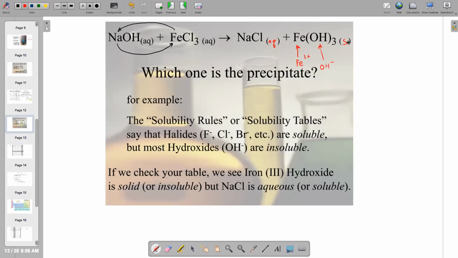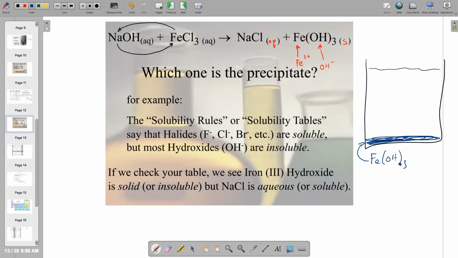That's the precipitate. So whenever sodium hydroxide and iron 3 chloride are mixed together, you end up with sodium and chloride ions in solution, but iron hydroxide settles out to the bottom. So as a result of the reaction, you've got solid iron hydroxide down here.